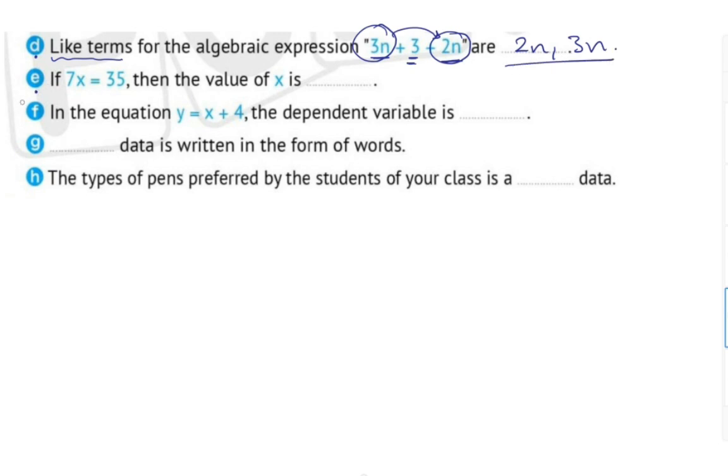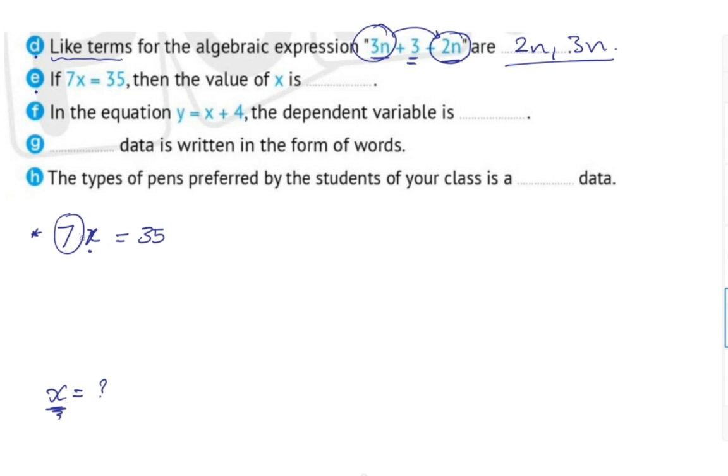Okay? Point E, if 7x equals 35, then the value of x is what? Now you have some equation here. 7x equals 35. That means I need to find the value of x. To find the value of x, I need to write it as x equals what? Now I need x on the left side alone. Now I have this 7. I need to get rid of this 7. Why? To get x alone.